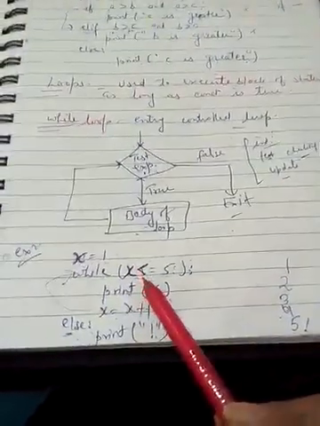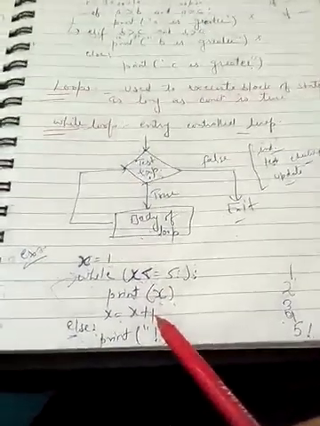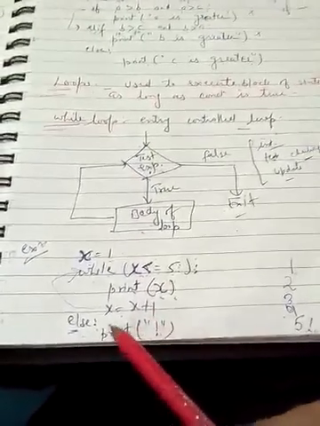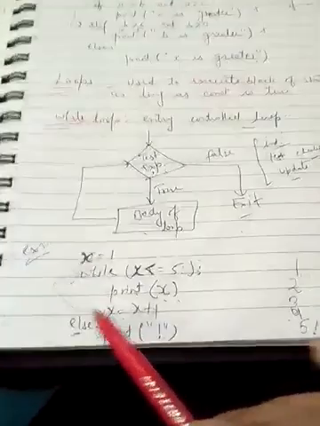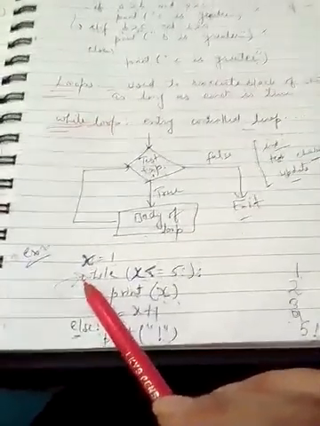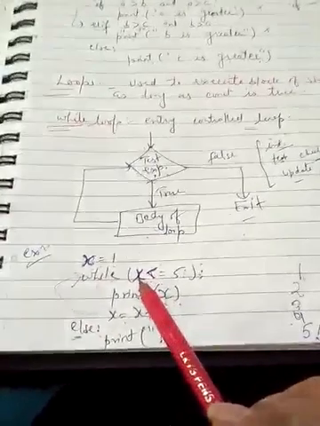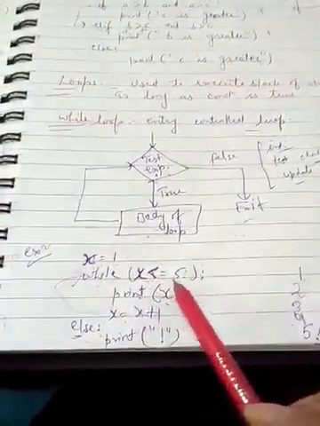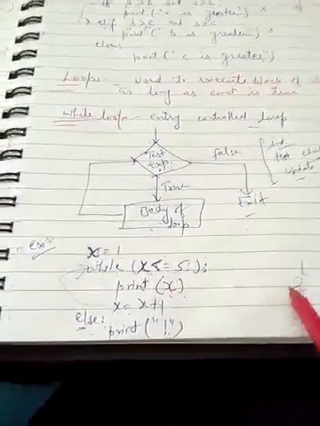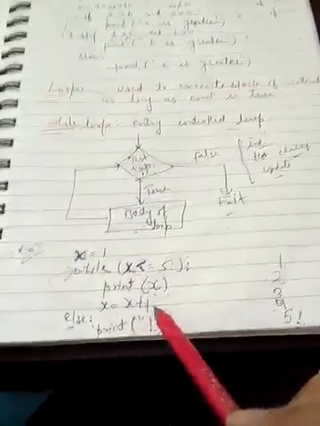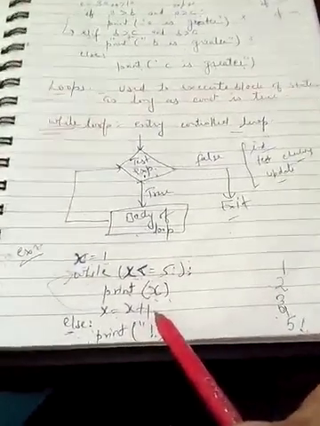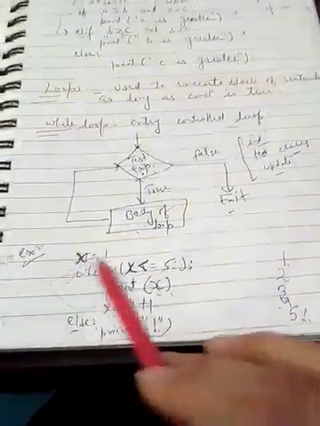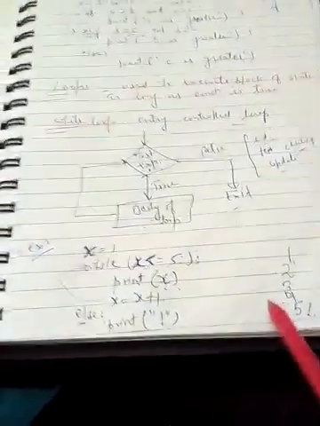Let's see the output. Here the condition is true, so the output 1 would be printed. Now the next statement is x equals x plus 1, so x will have the value 2. Again this condition would be checked. This time x is 2, and 2 is less than or equal to 5, so the condition is true and it would print 2. Again x would be incremented by 1, now x is 3, and it will go to the while loop again, checking 3, 4 and 5. Now at that time x would be 6.